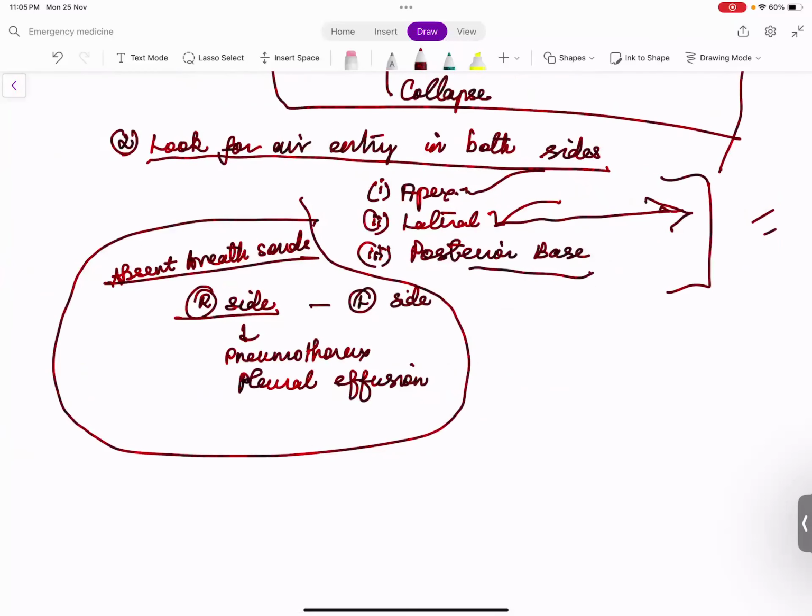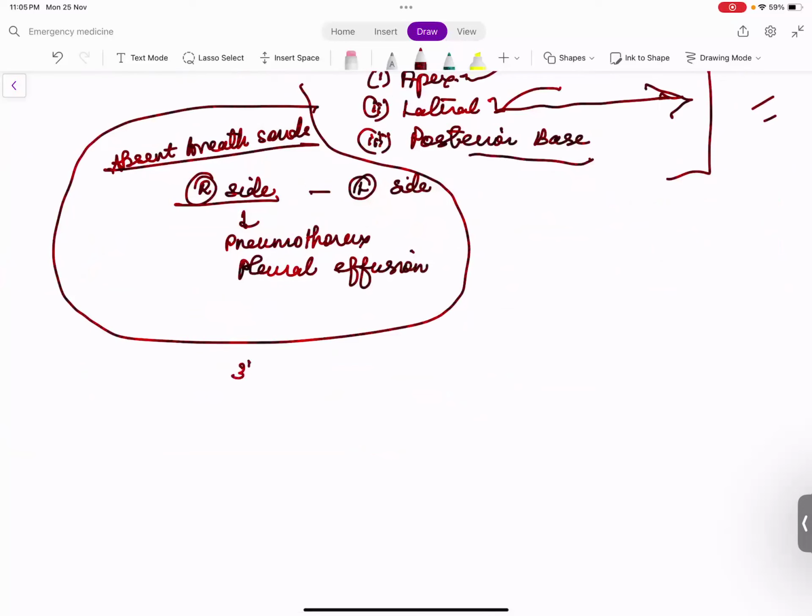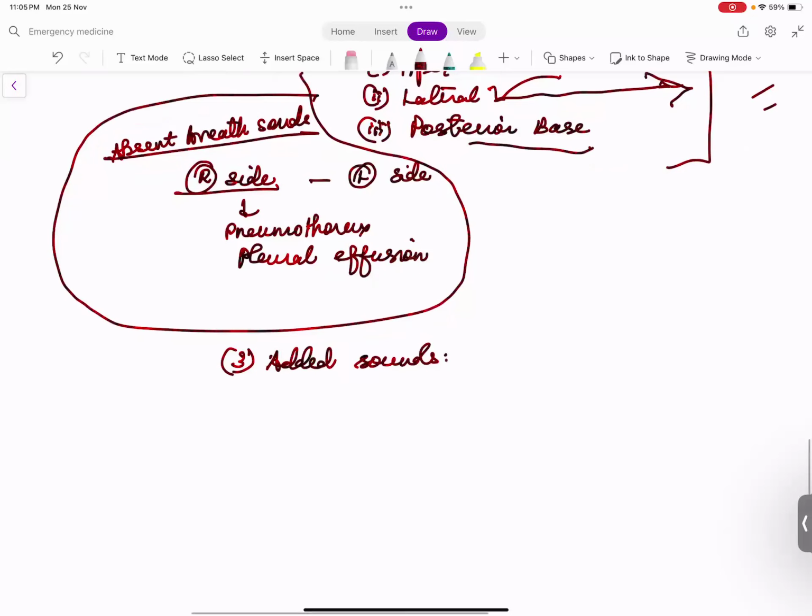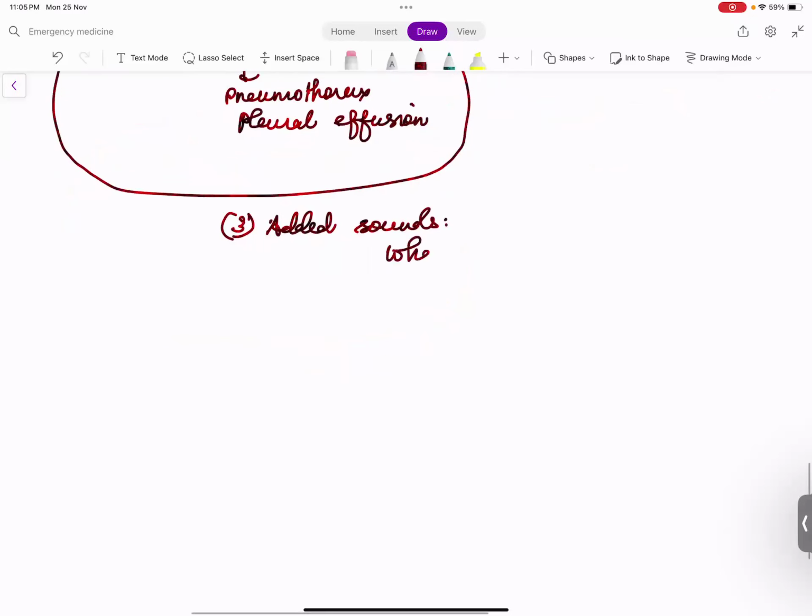So what I want you to understand is look for air entry. That is the first thing we have to look for in a breathing difficulty. It is not the added sounds. The third thing you can look for is added sounds. Only 2 added sounds are very important. One is wheeze. The other one is crackles. Maybe I'll tell you one more finding which is called stridor.